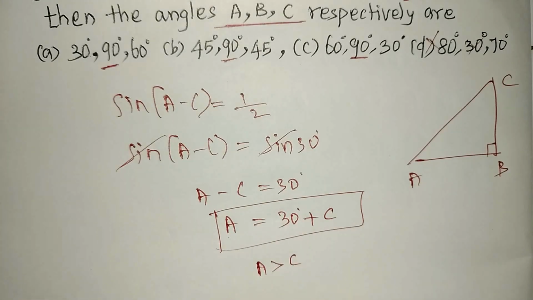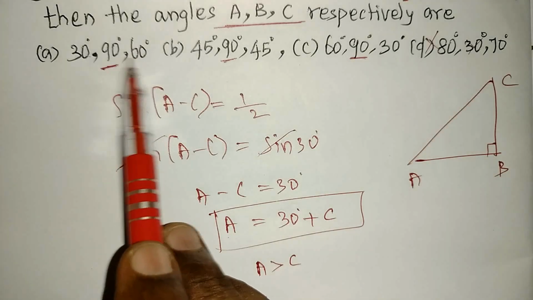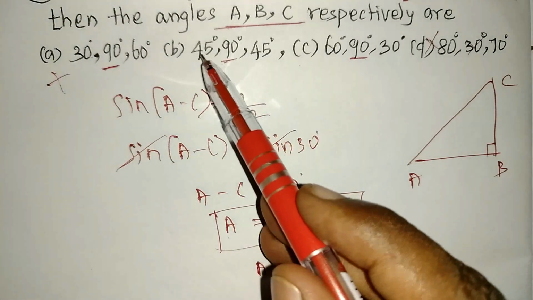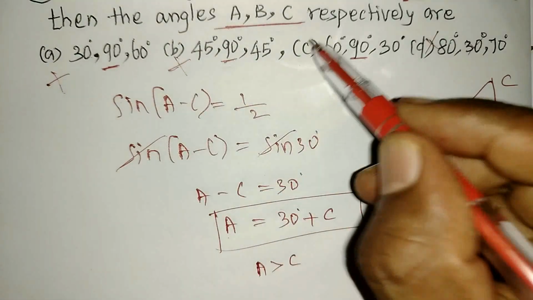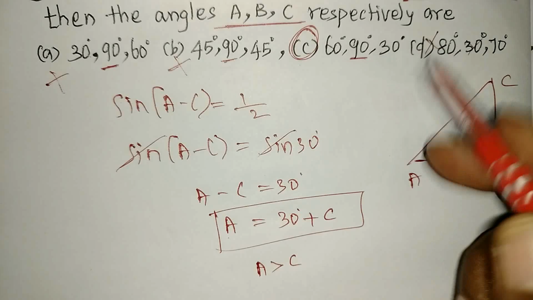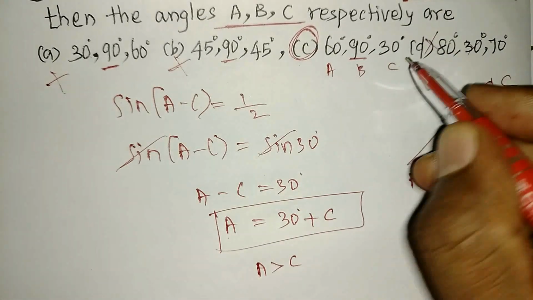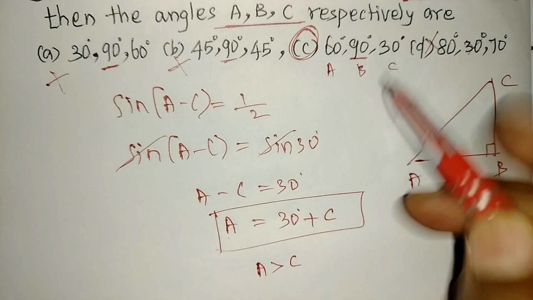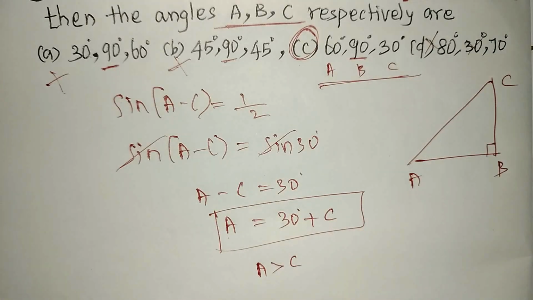So now it's very easy to find the answer in the options. A is greater, so C is smaller. Option A is rejected, because there C is greater compared to A. Now see, in this option A angle and C angle are both the same, so B is also rejected. C we have to select. If we substitute 30 degrees, suppose we are taking A, B, C now, this is suitable for this. B is 90 degrees. If you substitute 30 degrees here, 30 plus 30 we are getting 60. So option C is comfortable.